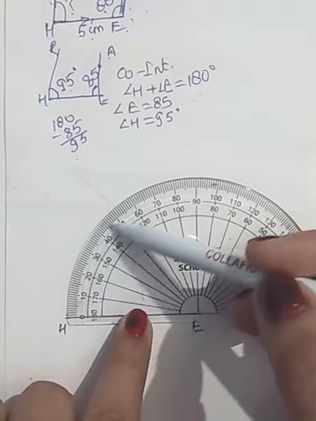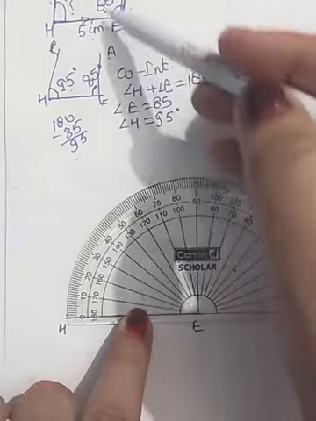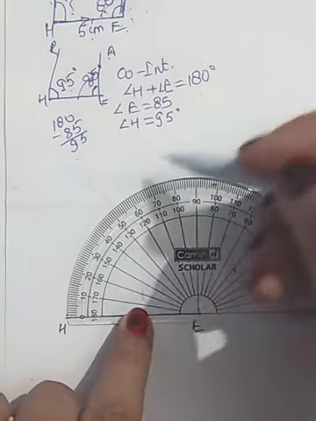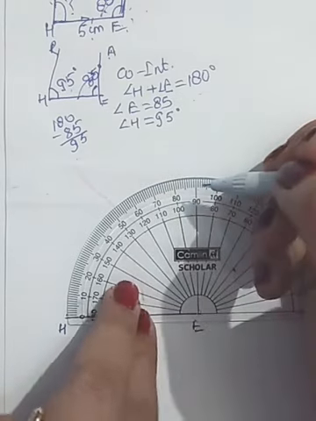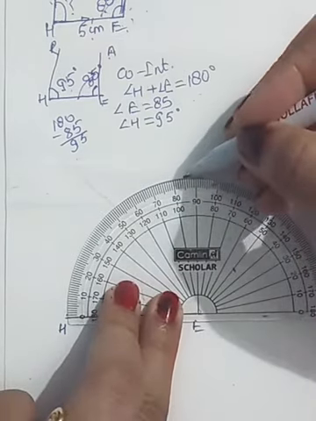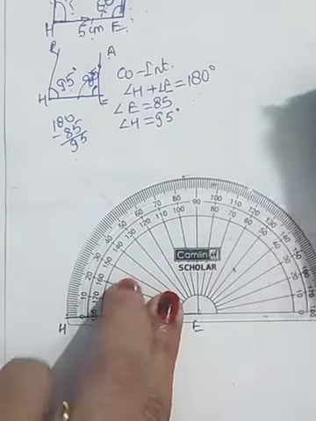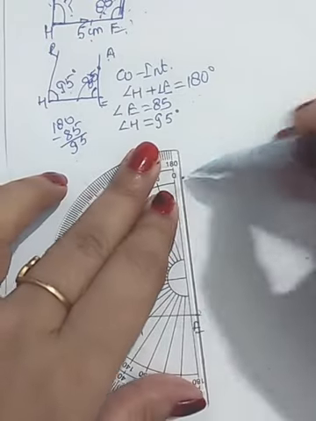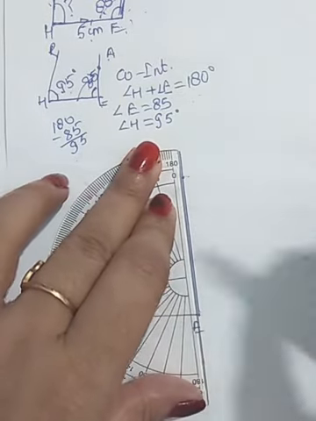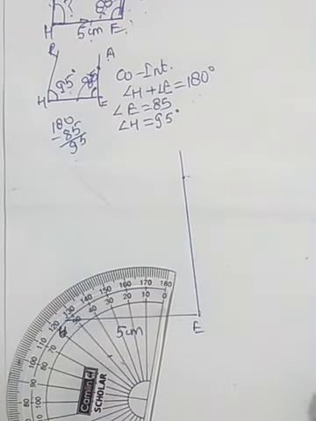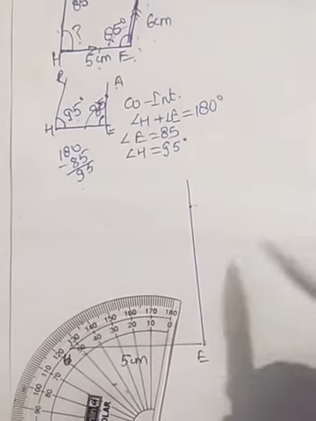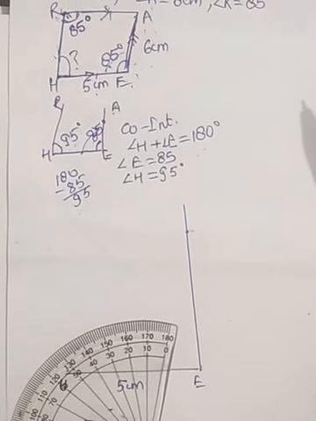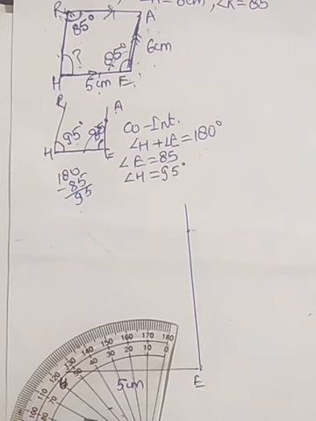We'll move clockwise, because our line is opening this way. 85 will be somewhere here. I'll join this point with this line E. Now what is the length of EA? This is 6 centimeters. So we'll cut an arc of 6 centimeters.